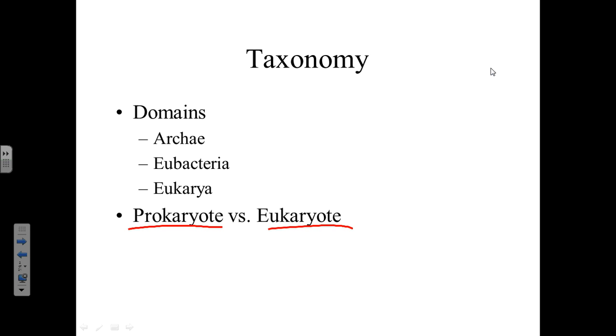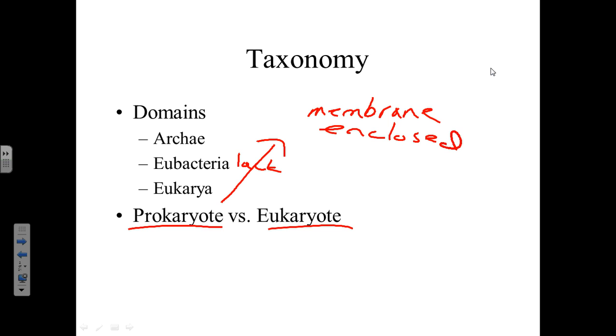If an organism is prokaryotic, what's it lacking? Yeah, let's be specific with our terminology. Prokaryotic cells lack, let's not say a nucleus, let's say a membrane-enclosed nucleus. Meaning that their DNA isn't separated from the rest of the cell. It's just kind of floating out there, right? They also lack what else? Yeah, membrane-bound organelles, like mitochondria, chloroplasts, and such.